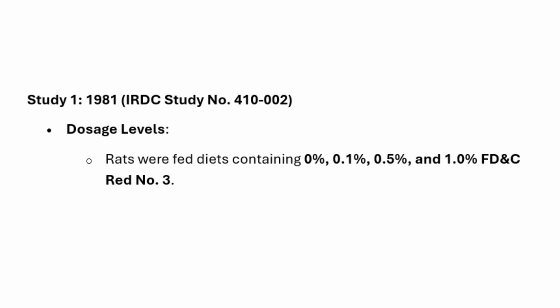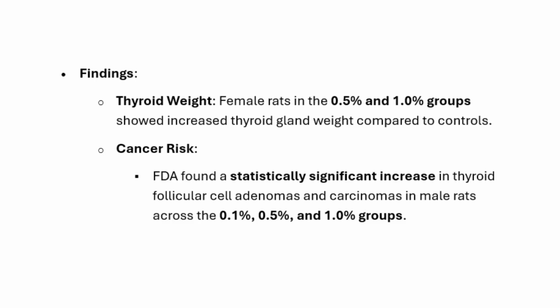But the dosage levels, so the study number 1, this was 1981. The rats were fed diets containing 0%, 0.1%, 0.5%, and 1% red 3. And the findings were female rats in the 0.5 and 1% groups showed increased thyroid gland weight compared to controls. And FDA found a statistically significant increase in thyroid follicular cell adenomas and carcinomas in male rats across the 0.1%, 0.5%, and 1% groups. So a linear increase. That's that dose-dependent response that I was talking about. Adenomas and carcinomas, those are tumors.